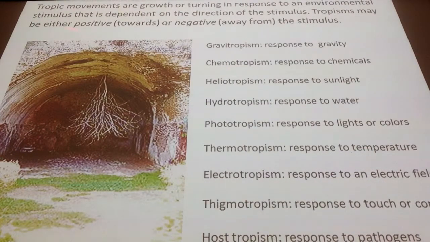Okay? So tropic movement is plant movement through cell proliferation, versus nastic movement is plant movement through changes in osmotic pressure. Okay? So again, it has nothing to do with talk about my microtubule or crawling or swimming or anything like that. Alright?